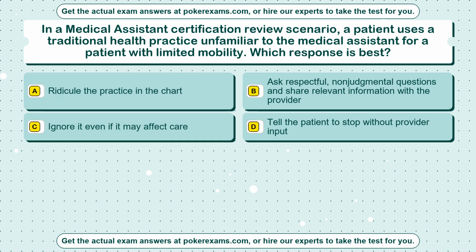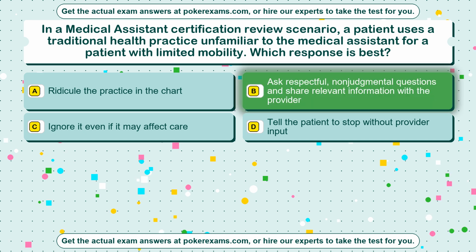Question 81. In a medical assistant certification review scenario, a patient uses a traditional health practice unfamiliar to the medical assistant for a patient with limited mobility. Which response is best? Option A. Ridicule the practice in the chart. Option B. Ask respectful, non-judgmental questions and share relevant information with the provider. Option C. Ignore it even if it may affect care. Option D. Tell the patient to stop without provider input.